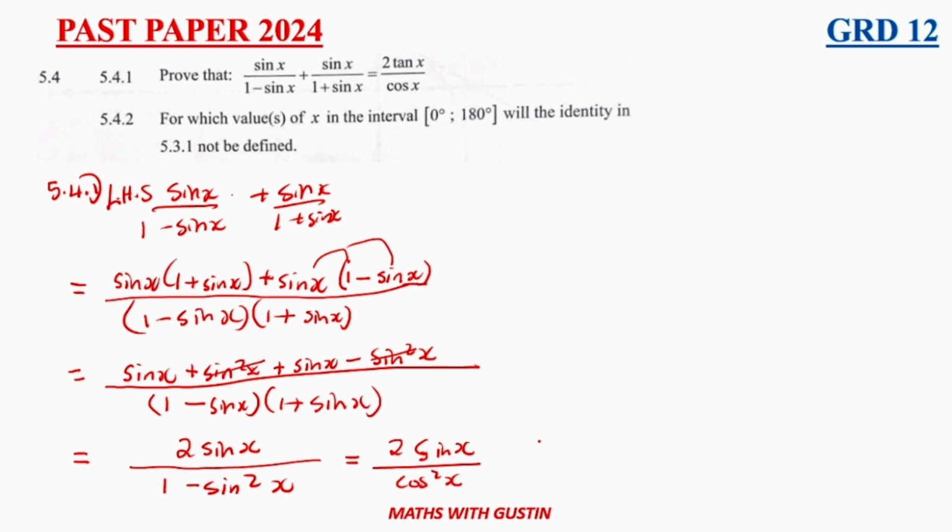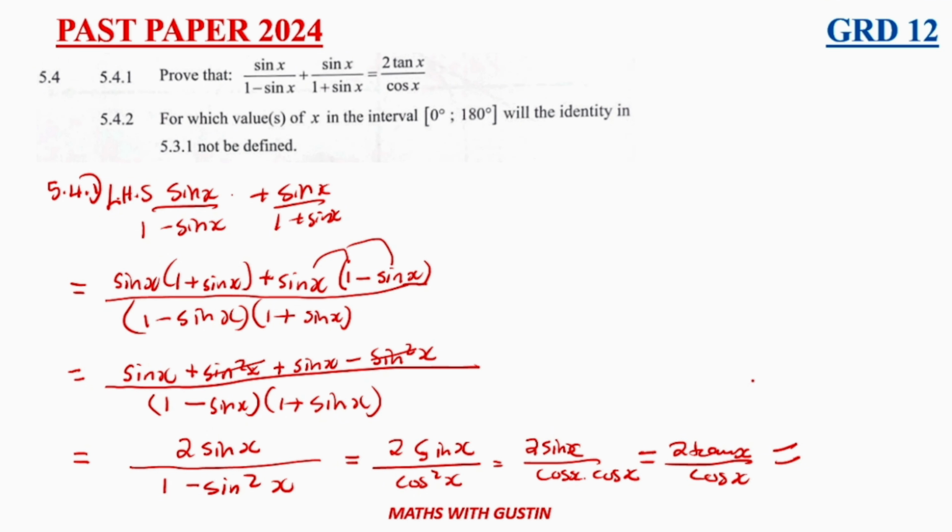All right, and then if you have a look at this one, you can also separate the cos at the bottom. If you say 2 sine x all over cos x and another cos x, this sine and a cos will give us tan, which gives us 2 tan x divided by cos x, which is also equal to the right hand side. Okay, so that's how you would deal with a question like this one, guys. If you've got any questions, please let me know in the comment section below.